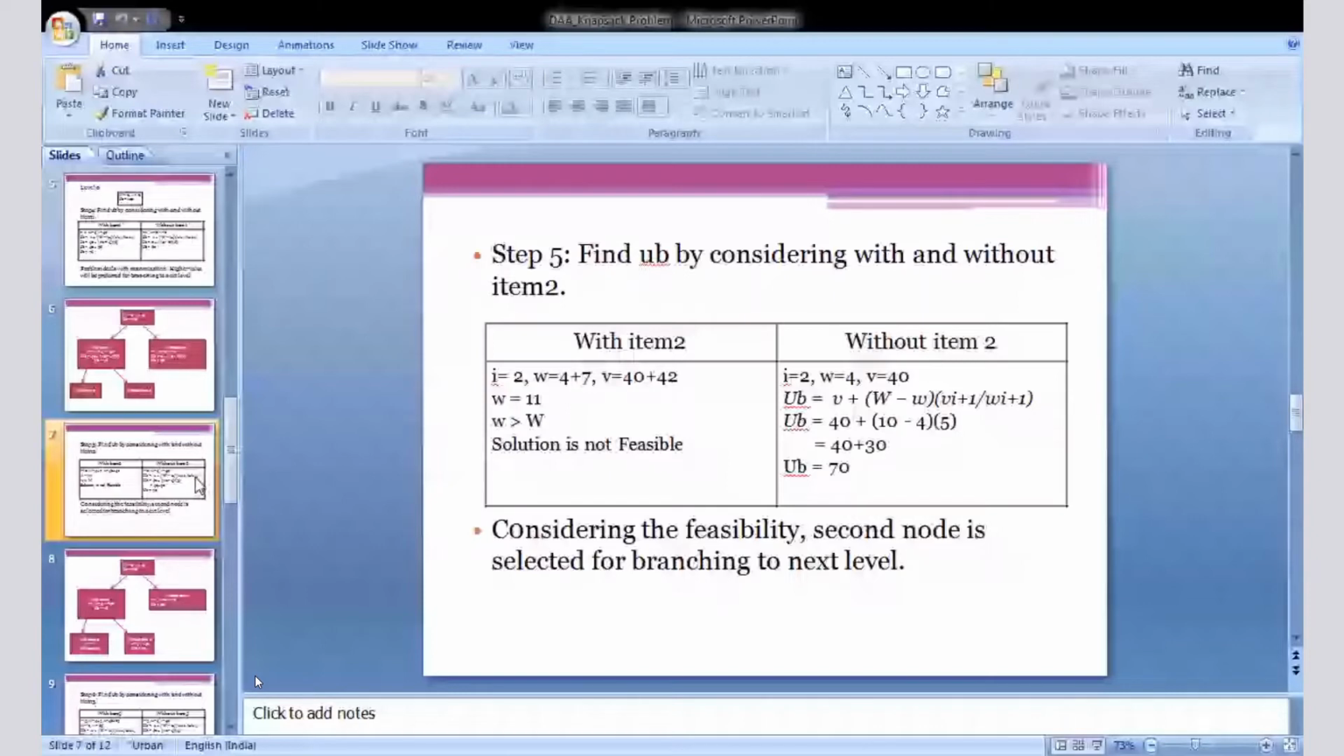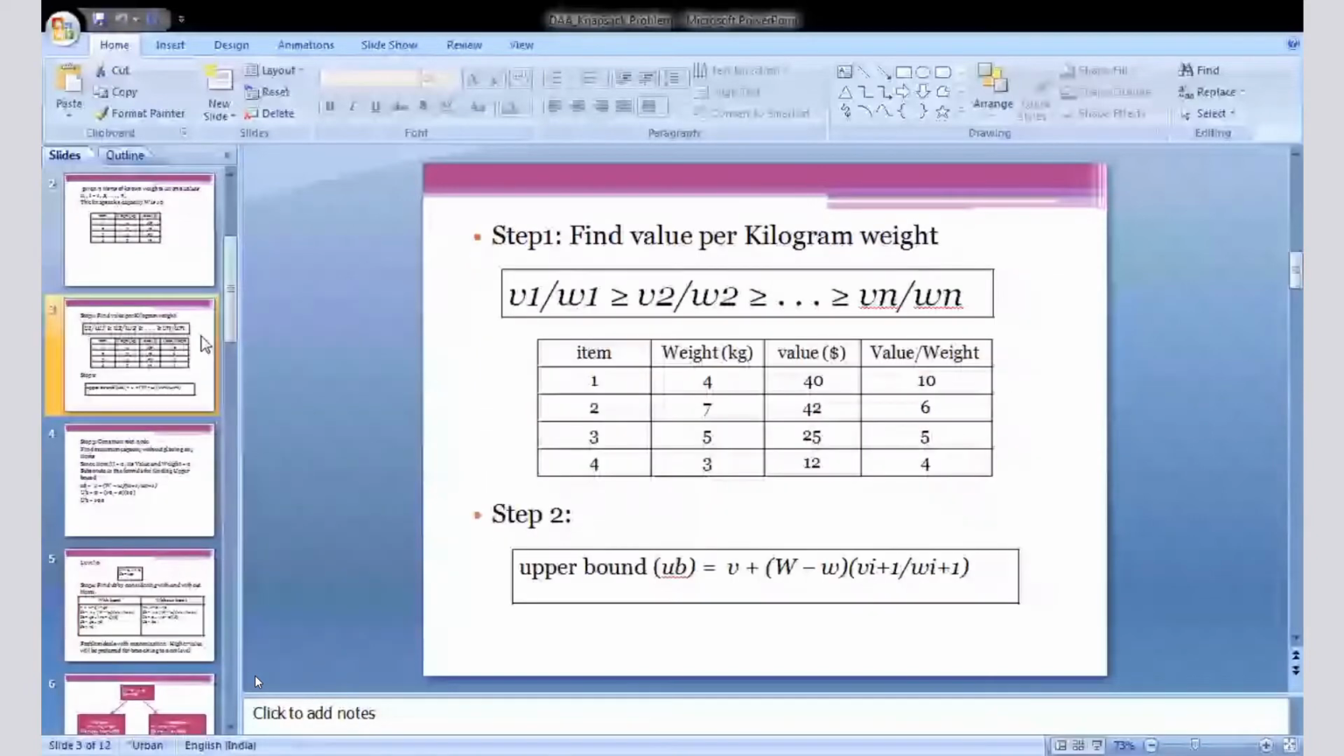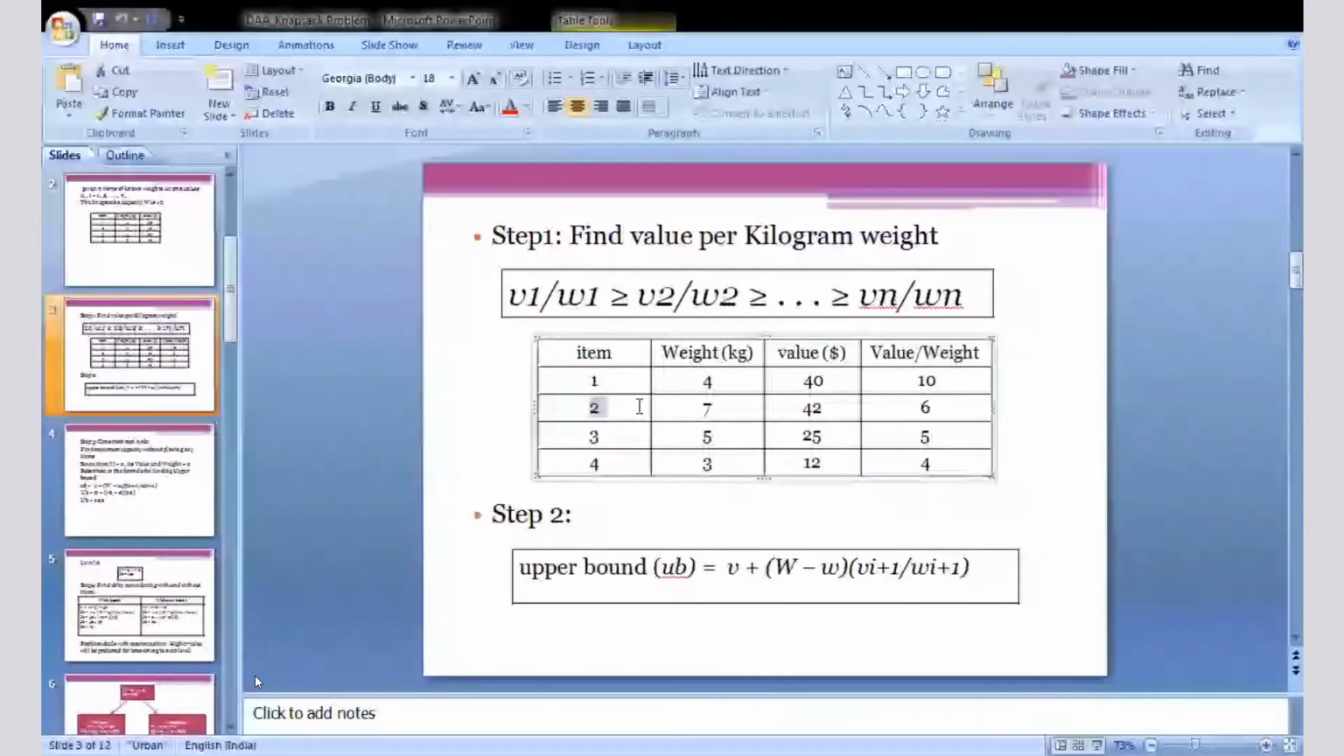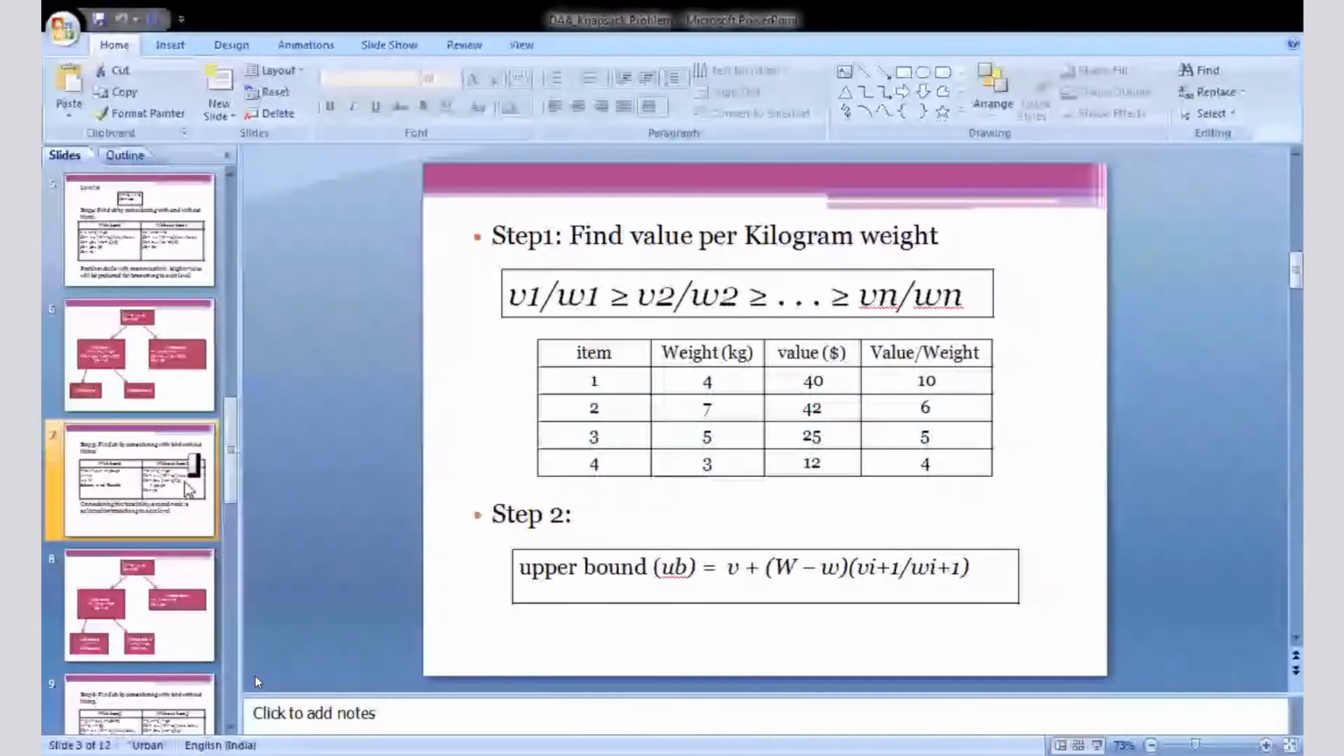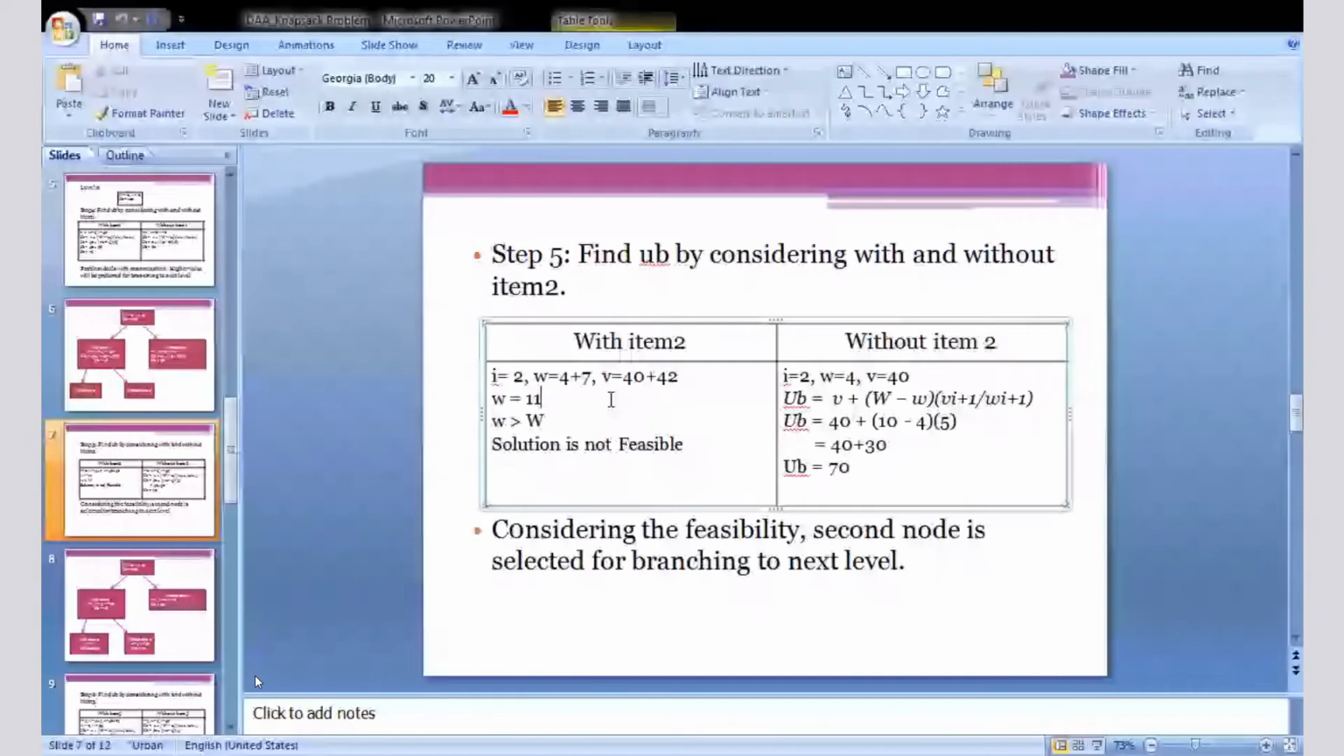Again, you just see this tabulation once again. Now we have considered item 1. Now we have to consider this item 2. So what happens when you are going to place item 2 in your bag, and what happens when you are not considering this item 2? What could be the capacity? So what happens when I'm going to place with item 2 and without item 2? So according to this tabulation, we are going to consider this item 2.